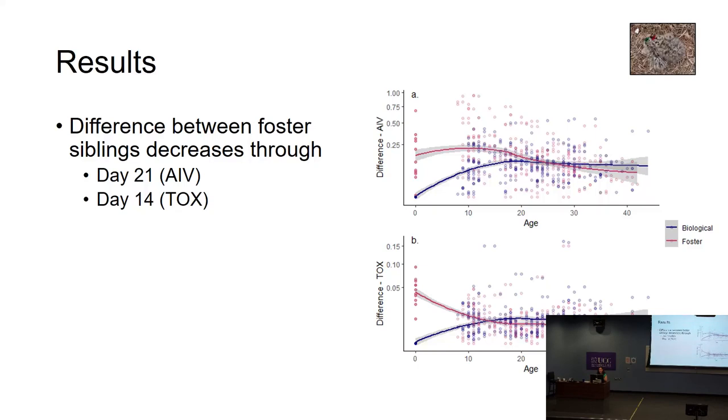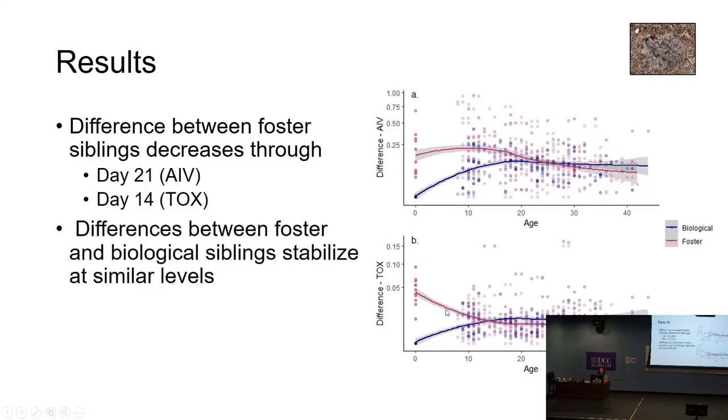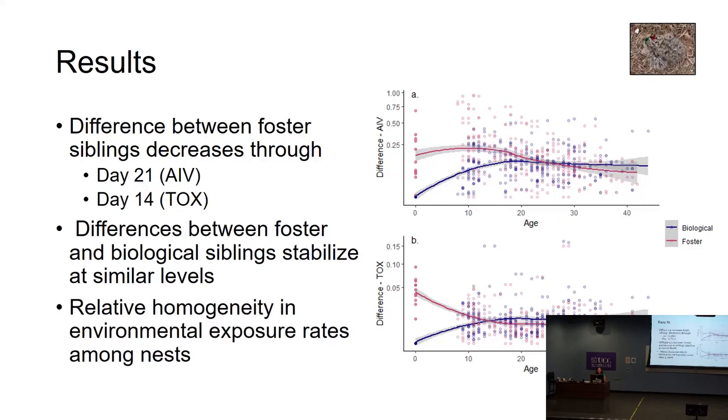So we found that the differences between foster siblings decrease through day 21 for avian influenza and day 14 for Toxoplasma, similar to the previous results, and that we found similar differences after that point between biological and foster siblings. So what this suggests is that there's pretty similar rates of exposure between different nests. There's not a lot of variation where individuals at the same nest are more similar to one another.